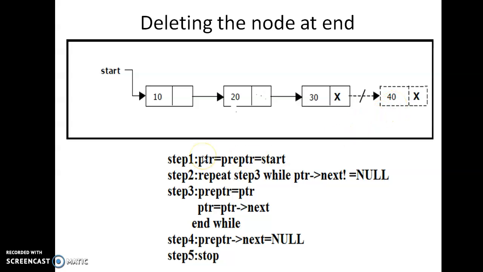So see here, initially pre-pointer and pointer are pointing to the start. And I am repeating these two steps until I reach the last node. That is pre-pointer equal to pointer and pointer equal to pointer of next. After reaching the end of this particular linked list, the pre-pointer of next will be pointing to the null. That means we are removing this one. This will become the last node. And we can free that particular pointer by using the free of pointer.